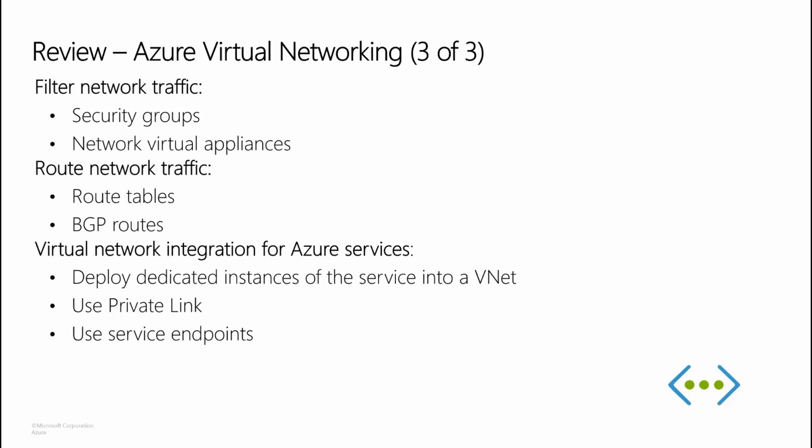Finally, we have virtual network integration for Azure services. Integrating Azure services to an Azure virtual network enables private access to the service from virtual machines or compute resources in the virtual network. You can integrate Azure services in your virtual network with the following options. First one is deploying a dedicated instance of the service into a VNet. The services can be privately accessed within the virtual network and from the on-premise network as well.